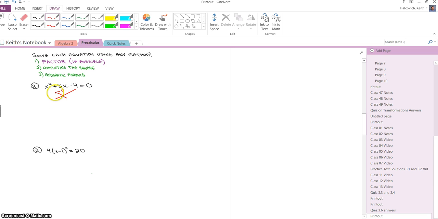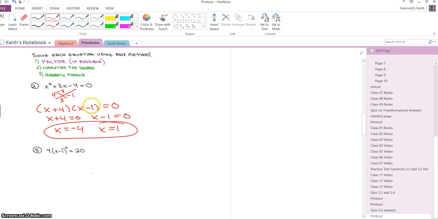Are there factors of negative 4 that add to 3? And the answer is yes. The factors are 4 and negative 1. So you can go x plus 4 and x minus 1 equals 0. And then you just solve. So you get x plus 4 equals 0 and x minus 1 equals 0. So x equals negative 4 and x equals positive 1. Those are your two answers.